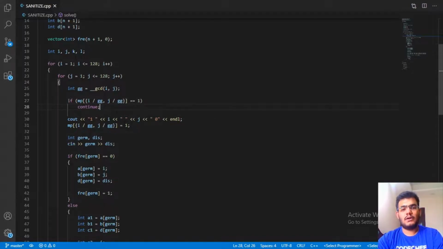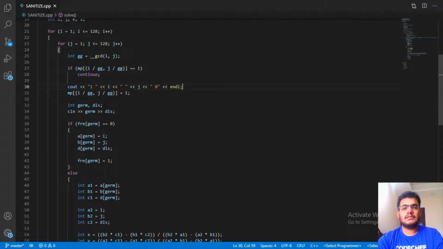And if that is not the case, then we will ask the query by printing 1 followed by i and j, then 0, because we have considered the value of C as 0. You can have a negative value as well, because that also maintains our condition, but for ease I have taken the value 0 here. As we have asked the query, we need to update the same in the map. So we have updated that we have asked the query of i by g and j by g as 1. Now the output for this query will be the index of the jump and also the distance.